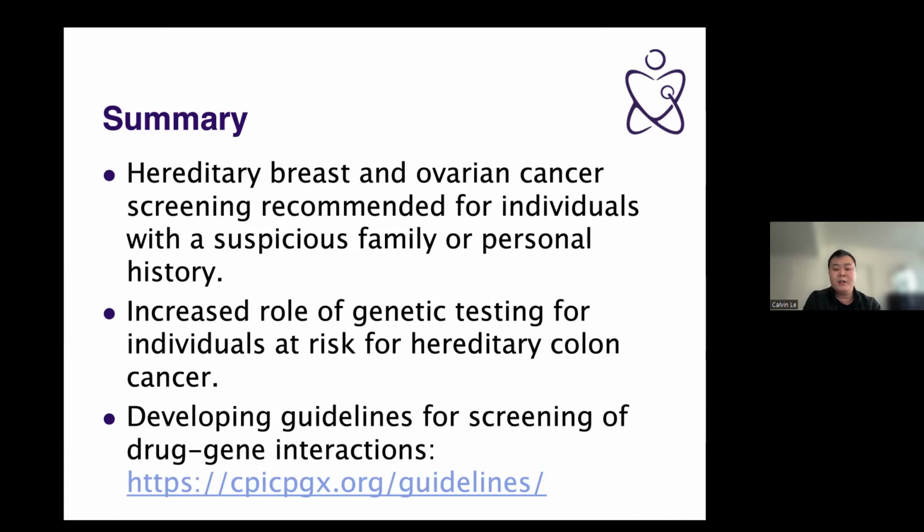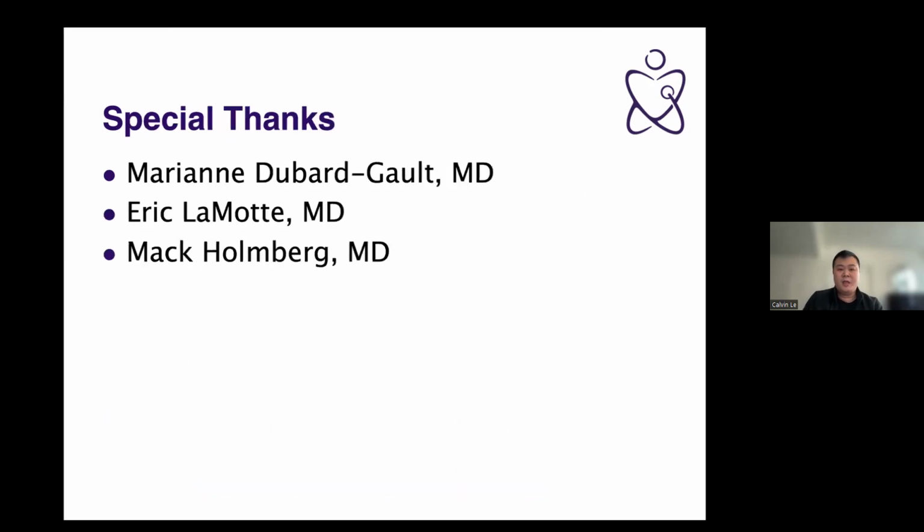I put a link to a clinical pharmacist organization that publishes some of these guidelines. There are about 26 current guidelines that are published. And then the last point is that there's increased impetus from insurance companies to cover these things for our patients. And that's sort of it.